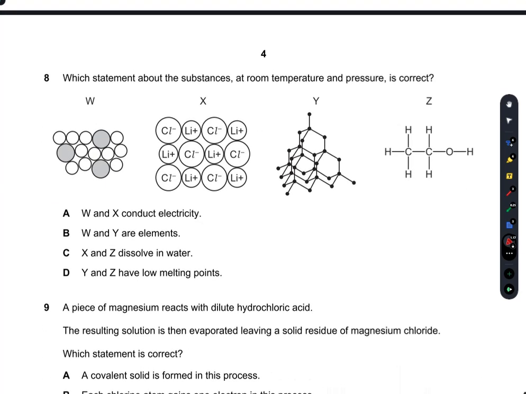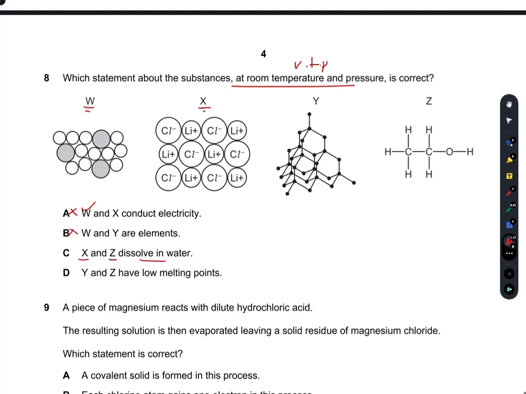Which statement about the substances at RTP is correct? So W and X conduct electricity. At RTP, W is an alloy, so it would, but X won't because X is an ionic compound and it only conducts electricity when in molten state. So first thing is that A is incorrect. W and Y are elements. W is an alloy, so B is also incorrect.